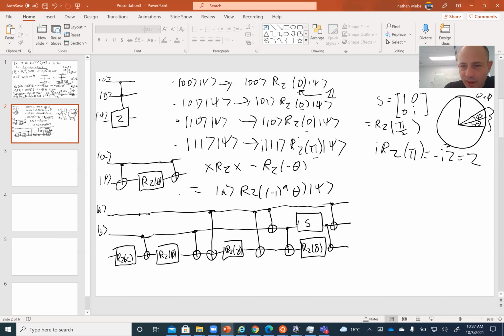Okay, now note I put an S gate in here. The reason why is that I need to worry about this pesky phase of i in front of the RZ gate. And so this S gate will apply i if and only if this bit string over here is, oh, I'm sorry, that is not right. Let's not worry about this for the moment.